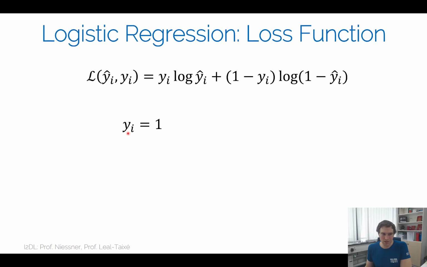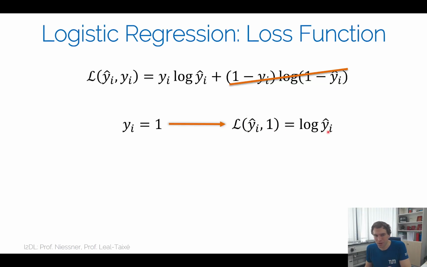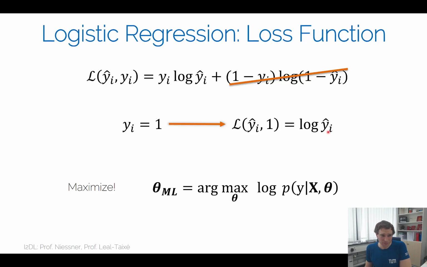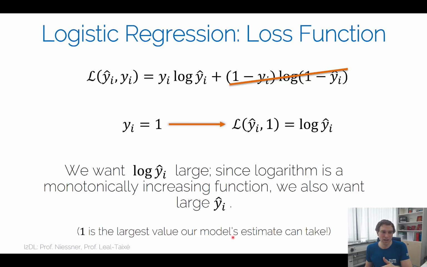Okay, good. So let's have a look at the case of the positive samples. So we have yi equal to 1. The nice thing is, if here is a 1, this term here cancels out, right? In this case, we only have the loss where yi hat is being compared to the positive label. It's just the logarithm of yi hat. And in this case, we simply have this maximum likelihood estimate again, right? So we're trying to maximize the likelihood of this probability. So we have the log probability here. We want to make log y hat large. Since the logarithm is a monotonically increasing function, we also want y hat to be large, right? And 1 is the largest value that this model can actually take, which is very nice.